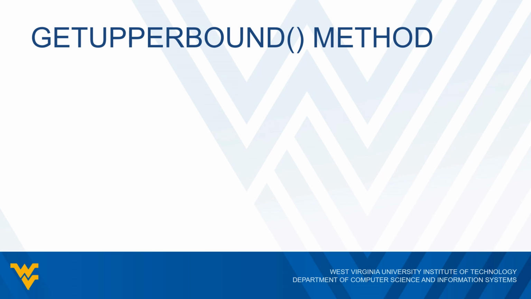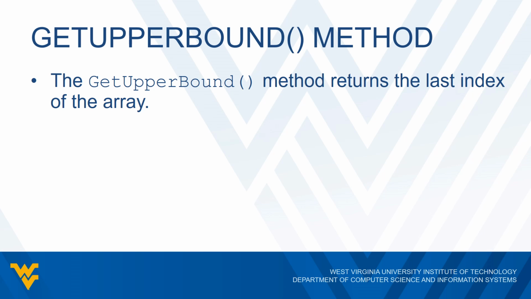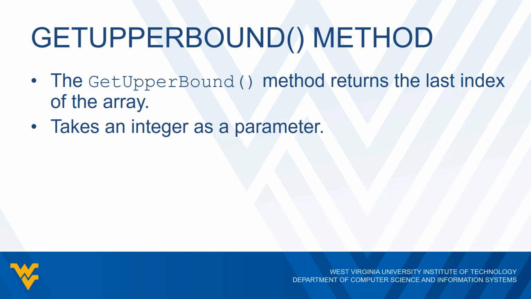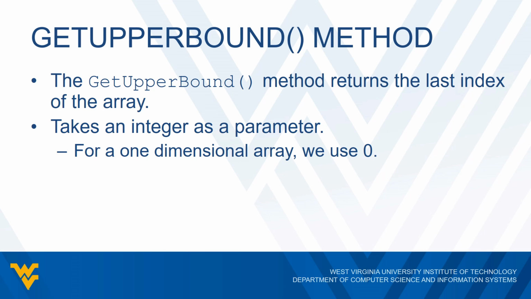Now, there is another method we can use that corresponds to arrays, and this is called the getUpperBound method. This method simply gives us the last index of the array. Granted, we could just get the length and then subtract 1, but this is another method that is available, so we might as well take a look at it and see how it can be used. This method does take an integer as a parameter. This parameter corresponds to the dimension number of the array. So right now we're talking about one-dimensional arrays, so we would use 0.